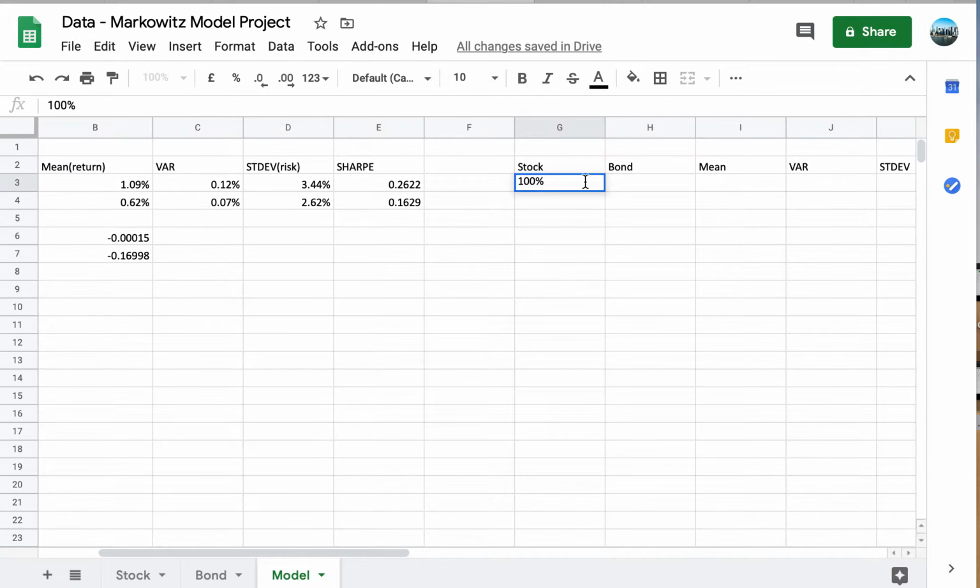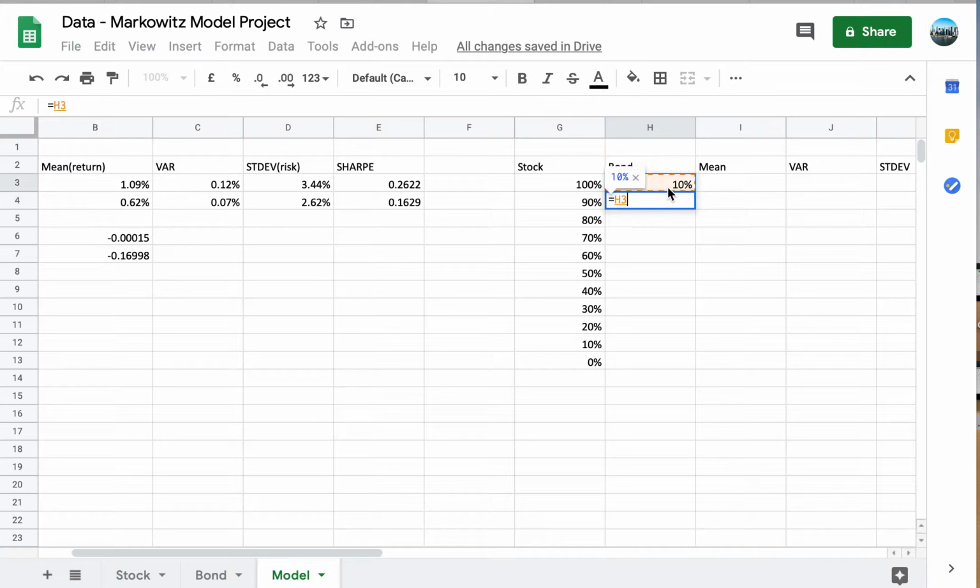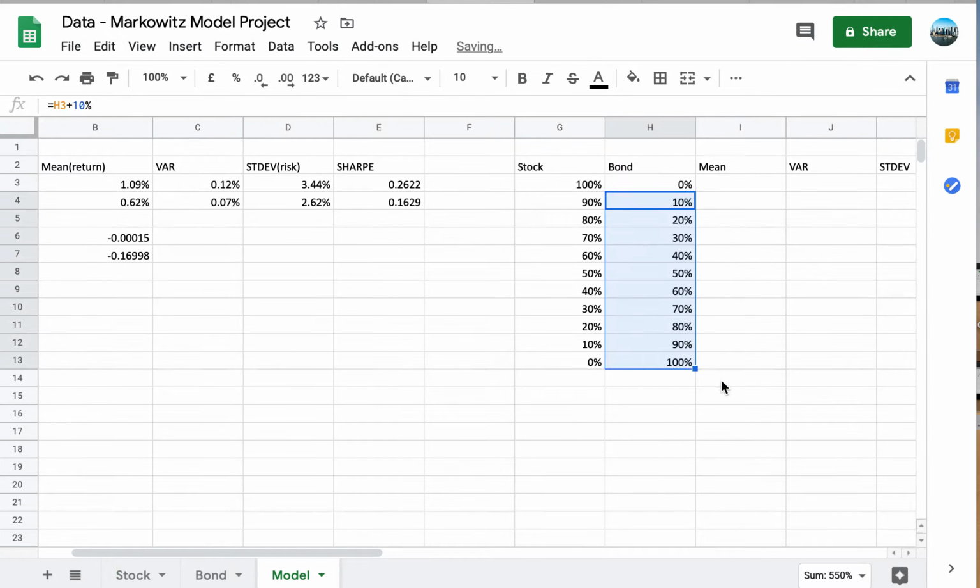We'll start with 100% stock and 0% bond, and now we'll reduce 10% each time. I will type this formula, which is equal sign, the previous percentage minus 10%, so you'll get 90%. If I drag this down, it goes gradually and eventually reaches 0. This formula is pretty helpful and efficient. Sorry, it should be 0% here. I made a mistake, sorry guys. For the bond I want to go up by 10% each time, so I just add 10% and drag this down, and you'll get 100% at the last one.